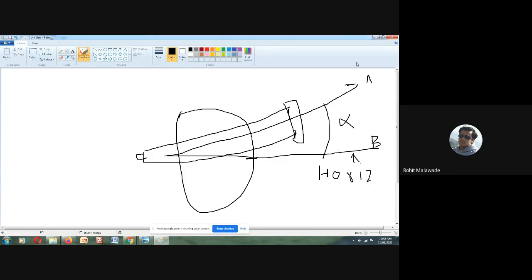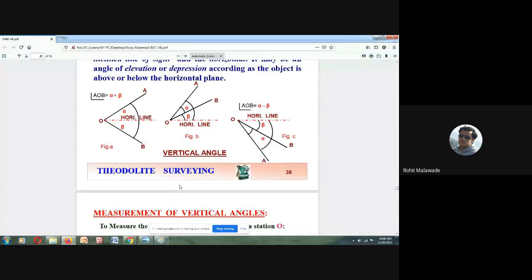So here, if the point A is situated above the horizontal line, then we call it an angle of elevation. And if it is below the horizontal line, we'll take it as C, and this angle will be called beta. If the point C lies below the horizontal line of sight, we call it an angle of depression. Okay, this is clear.